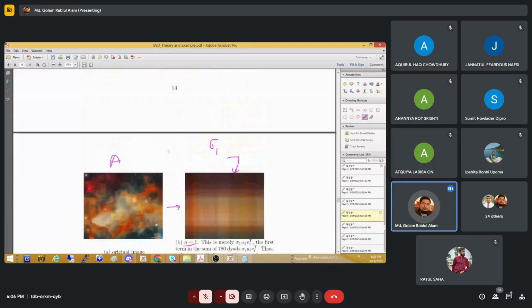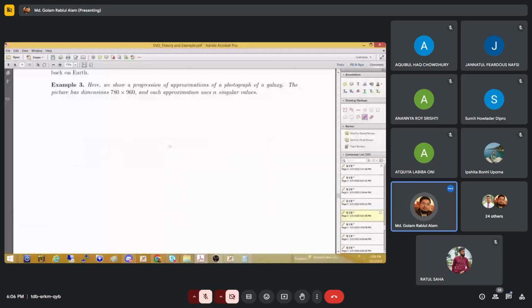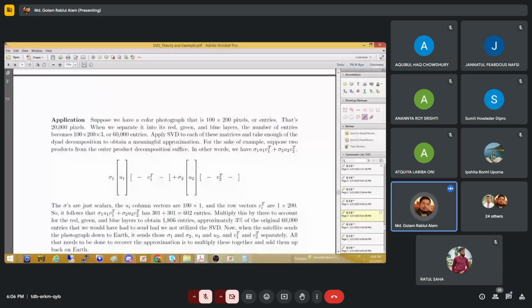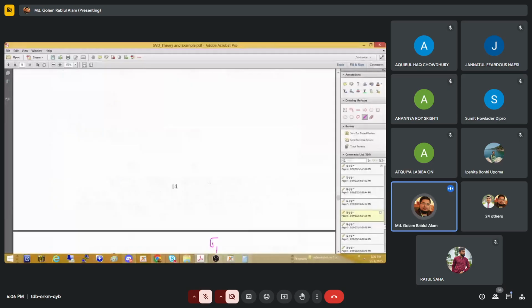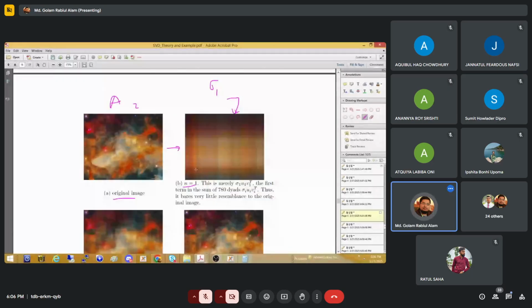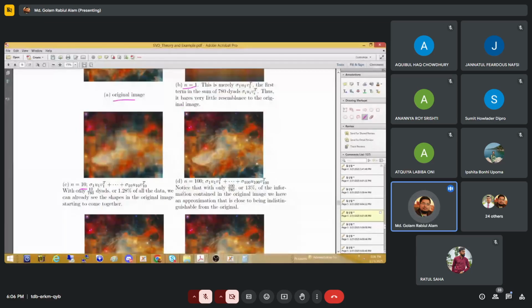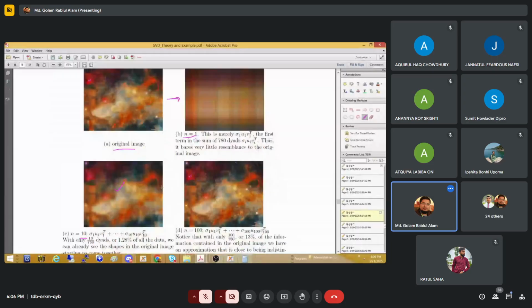This image's pixel dimension is huge. The dimension is given here, maybe 100 times 200. If we consider 10 dimensions, then we will get this kind of picture, which is the approximation of this one. If we consider n equal to 100, that is 100 sigmas, then this is the approximation. We can see this is close enough.